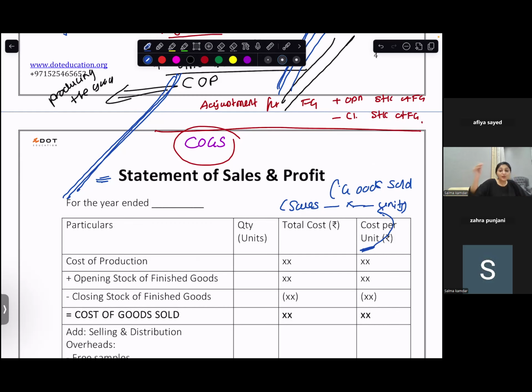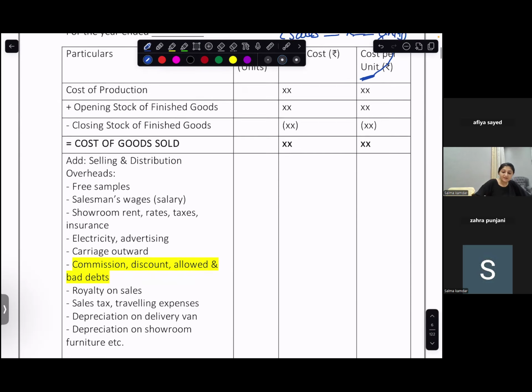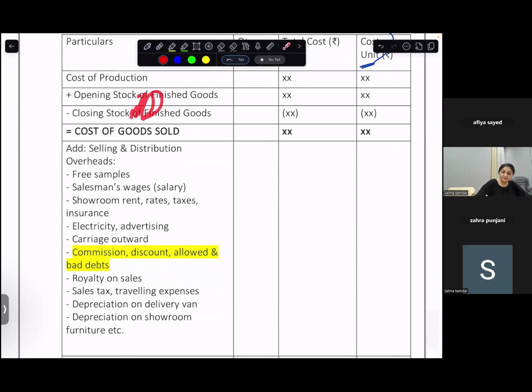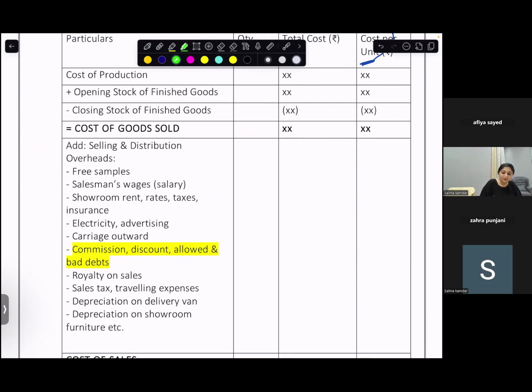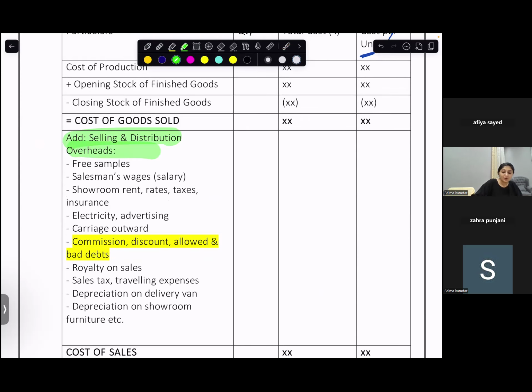In the cost of production, you're going to do adjustments for what? Opening stock of finished goods minus closing stock of finished goods. You will get what? Cost of goods sold. What is the meaning of cost of goods sold? Cost of those goods that you have sold. Okay. In that you will add which overhead? Selling and distribution overheads, because this is going to contribute towards the sale of goods.